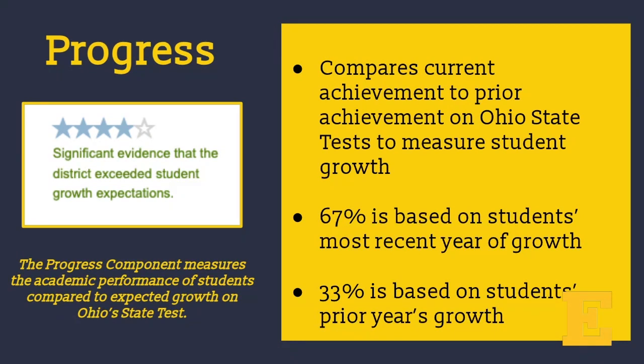Progress is the first component that we'll look into a little more closely. We received 4 out of 5 stars in progress again this year. The progress component measures the academic performance of students compared to expected growth on the state test. The state looks at students overall to determine what is expected growth, and then they compare current achievement, meaning their actual achievement, to prior achievement on Ohio State tests to measure that growth. If there are previous tests, the most recent test accounts for 67% of the average value-added progress measure, as it's called, and then 33% is based on any prior year's assessment.